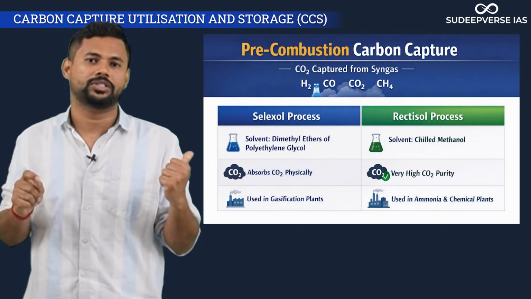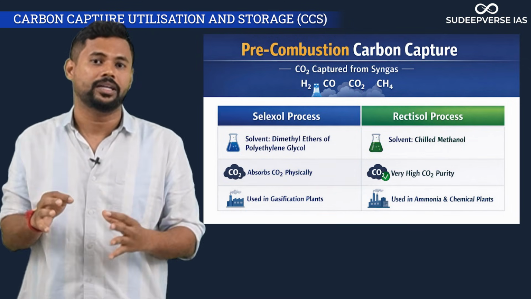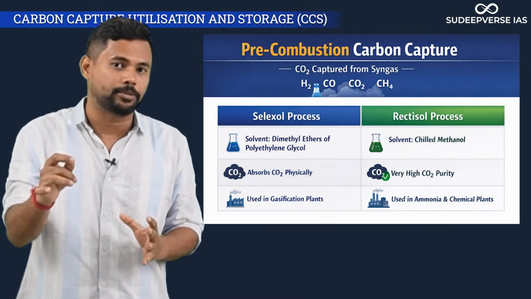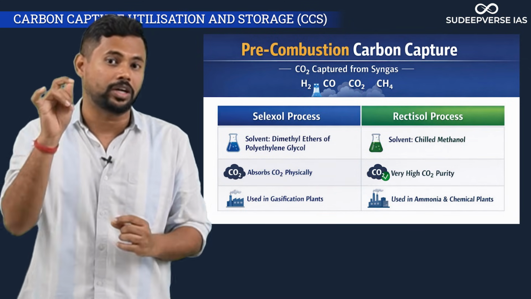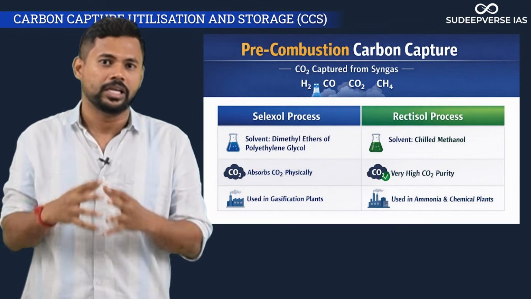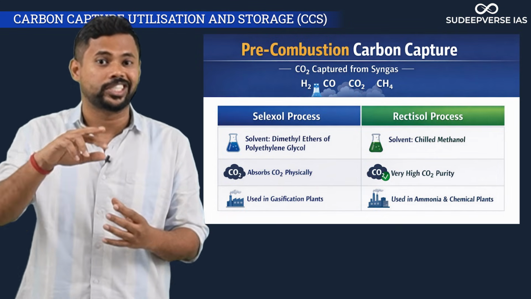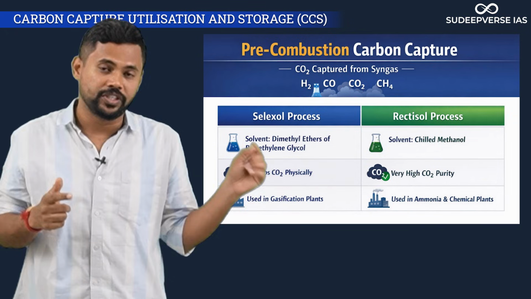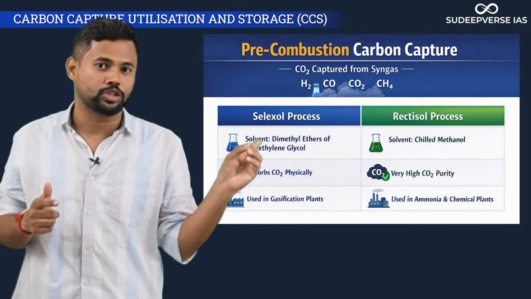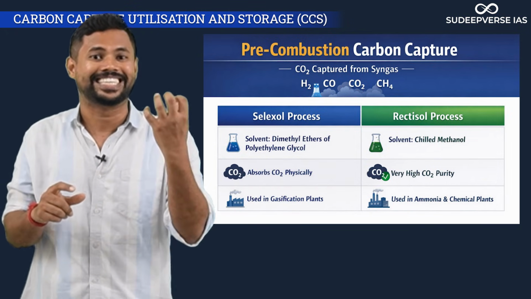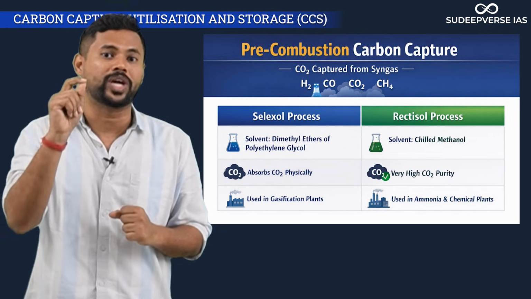Now from this syngas, our objective is to remove the carbon dioxide, and that is done through pre-combustion carbon capture, utilization and storage. Understand one very important fact, that in the pre-combustion carbon capture, we use physical solvents and not chemical solvents. Now what is the difference? In chemical solvents, the carbon dioxide will change into a chemical compound, but in physical solvents, when the syngas is passed through the solvent, the carbon dioxide just gets dissolved and does not change into a chemical compound.